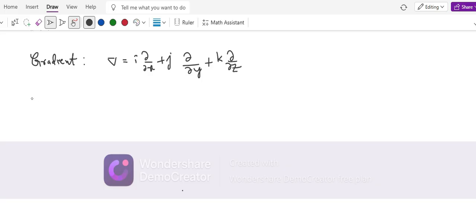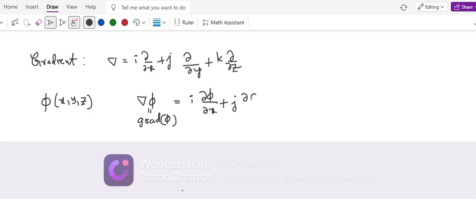For any scalar function phi, where phi is a function of x, y, z, we can calculate the gradient of phi. The gradient of phi is denoted by grad phi, and that is given by i into ∂phi/∂x plus j into ∂phi/∂y plus k into ∂phi/∂z. This is the gradient.